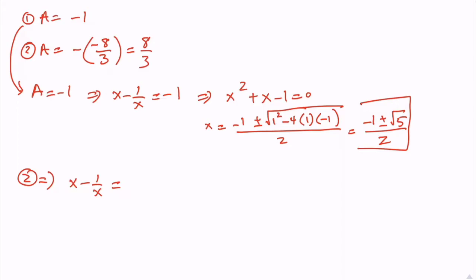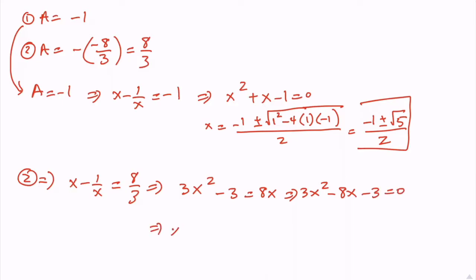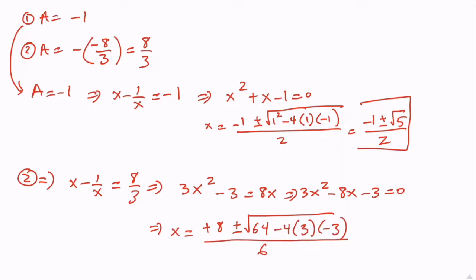From case 2 we will have x minus 1 over x equals 8 over 3. Therefore, if we multiply both sides by 3x, we will get 3x squared minus 3 equals 8x, which is 3x squared minus 8x minus 3 is 0, and therefore x will be 8 plus or minus the square root of 64 minus 4 times 3 times minus 3, divided by 6.